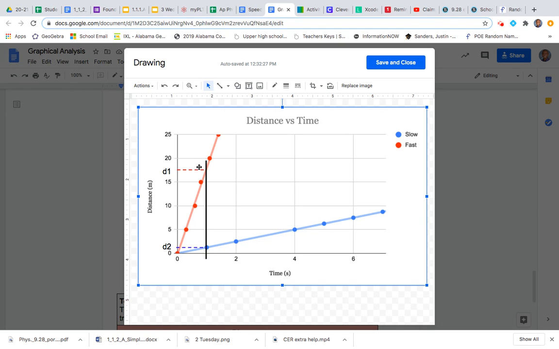Or said another way, the opposite of that is, for any given time, the faster car is going to travel a farther distance than the blue car. All right. So that was the reason for drawing a solid line on the axes here.